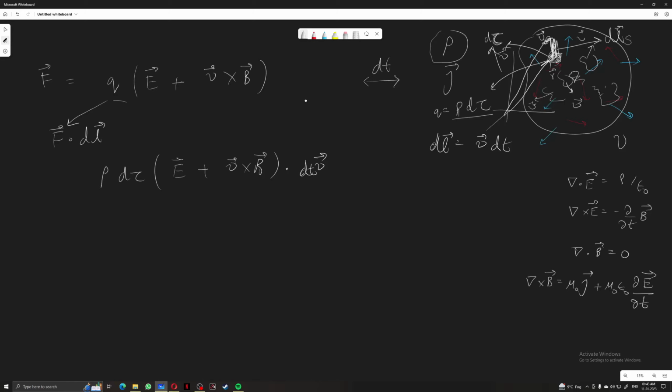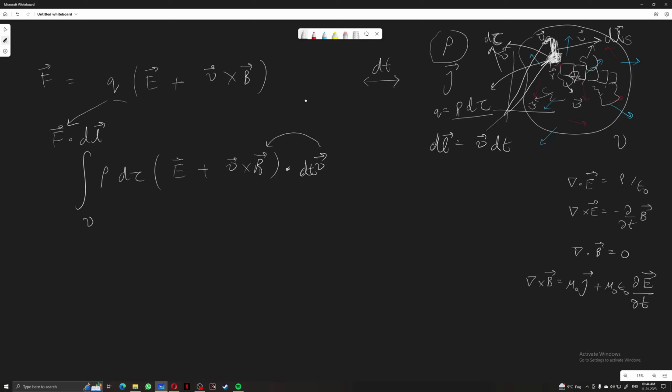dt times v. This is the work done in time dt on this little charge in this little volume d tau. I have to do the same thing for all these little d taus spread all around this volume. So I have to do the integral. It is a triple integral, but I'm writing this one, and this integral is done over this whole volume V. Then I can distribute this v inside.